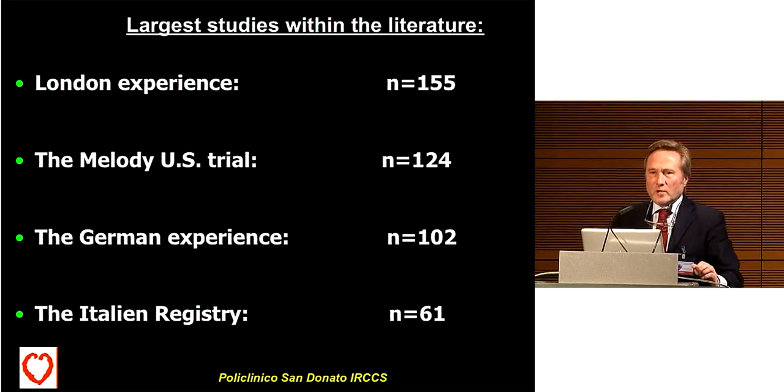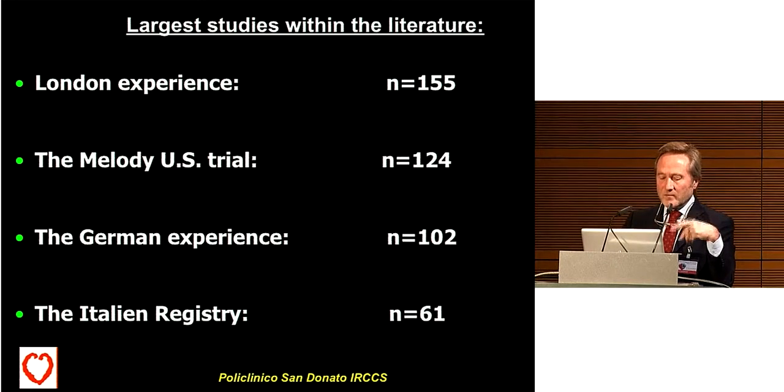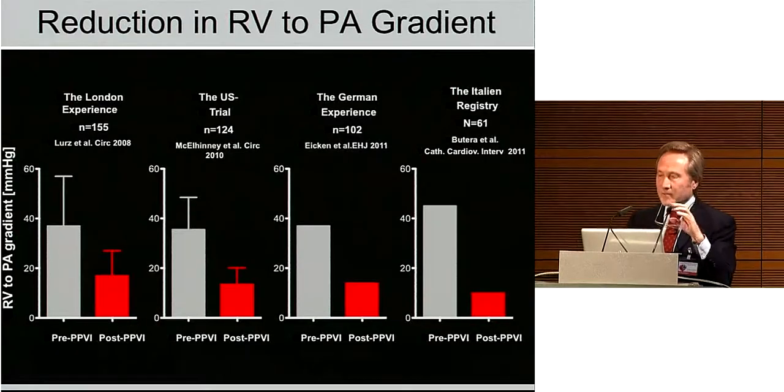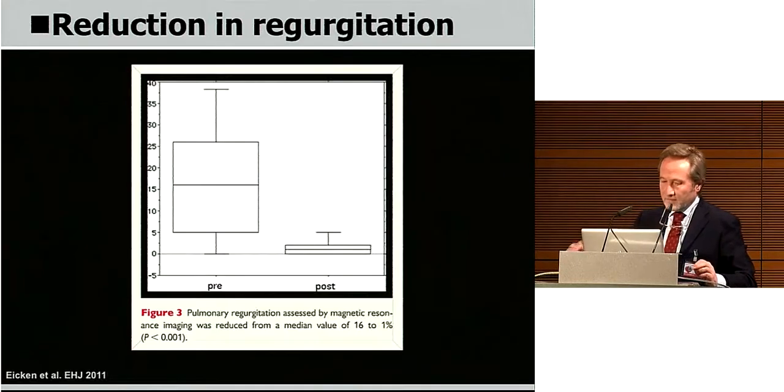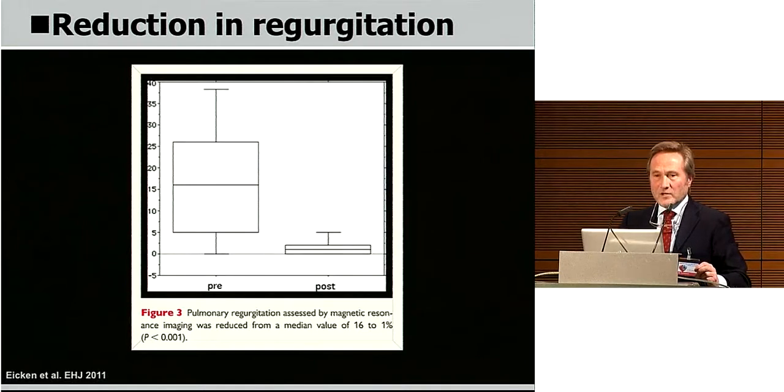Around the world, more than 4,000 patients were treated with the Melody device, but we discuss only the studies reported in the literature: the preliminary London experience, then the Melody US trial, the German experience, and the Italian registry. Uniformly in all this experience, there was a significant reduction in the right ventricular to pulmonary artery gradient. So this device and this procedure can relieve the obstruction very effectively, and it can relieve the regurgitation as well.